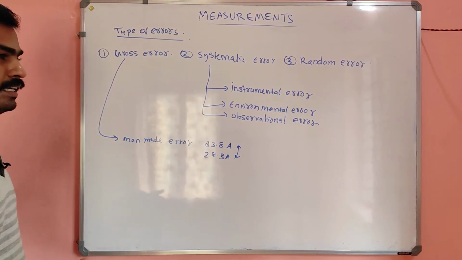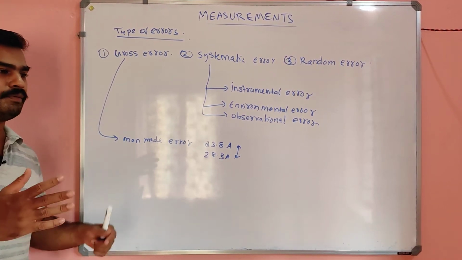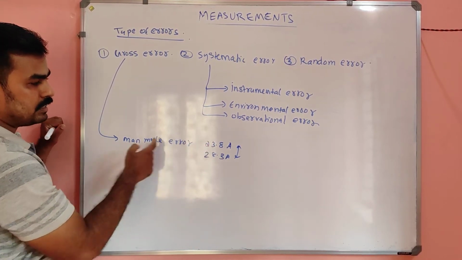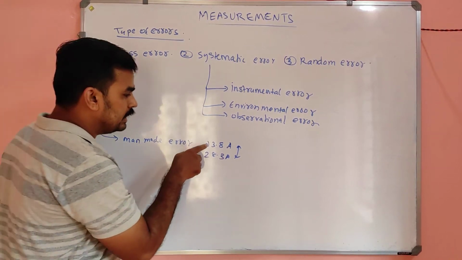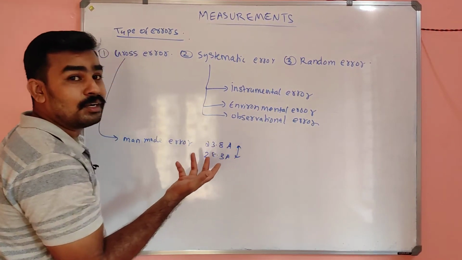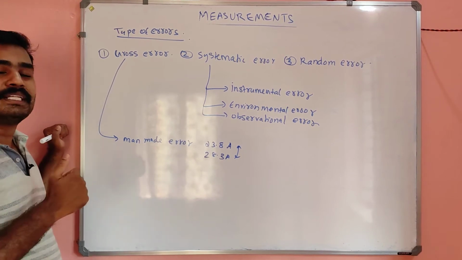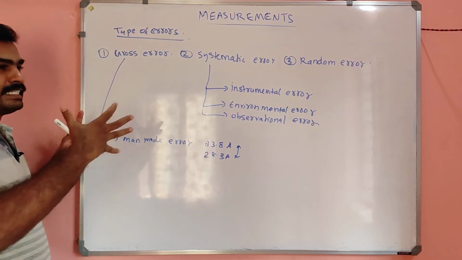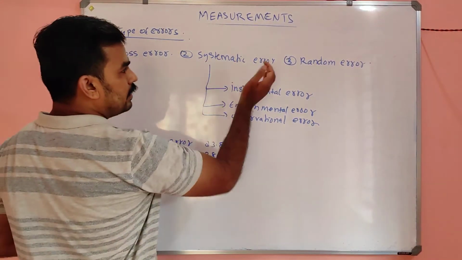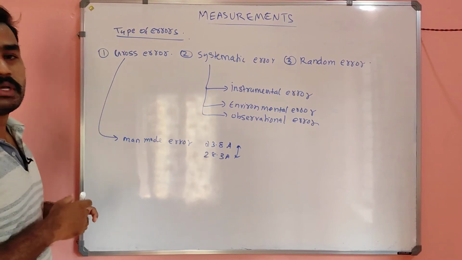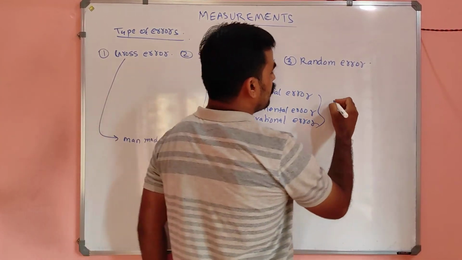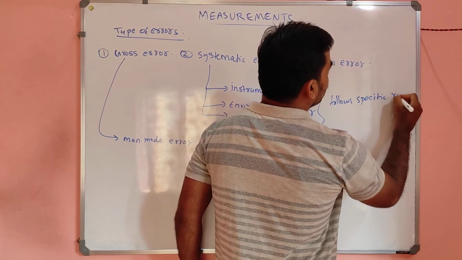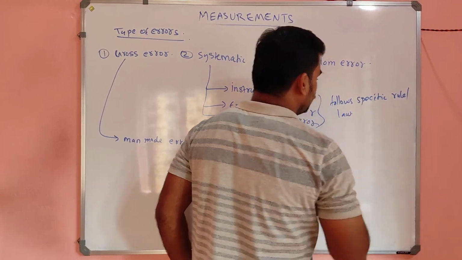Next, systematic error. Gross error is not following anything; it occurs in a random manner. Suppose in his eye the reading looks like 28.8, then also there will be an error. It is not following a systematic rule. But in systematic error, my dears, this error follows a certain specific rule or law.